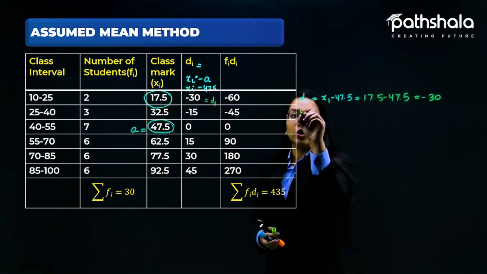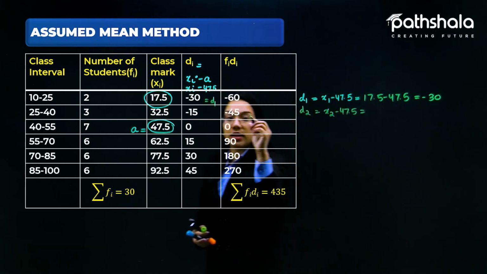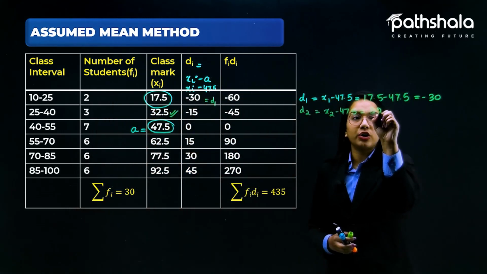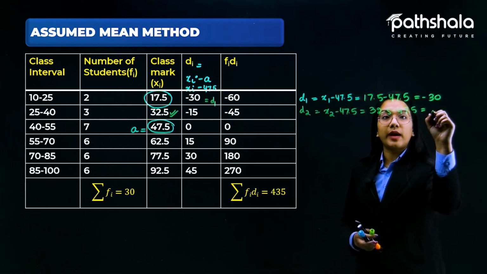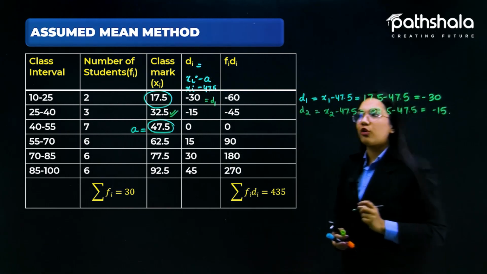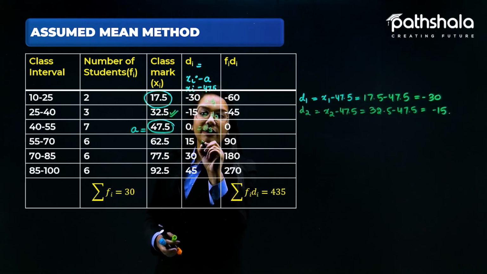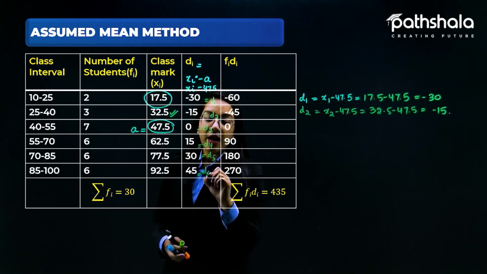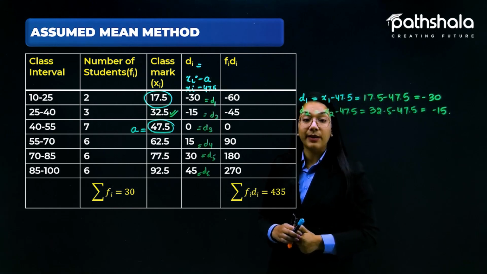Now let's find D2. D2 is x2 minus 47.5, and x2 is 32.5. Let's plug in the value: 32.5 minus 47.5 is minus 15. You can see that this is your D2. In the similar way, we can find D3, D4, D5, and D6. Now this is the table of all the deviations from the assumed mean A.